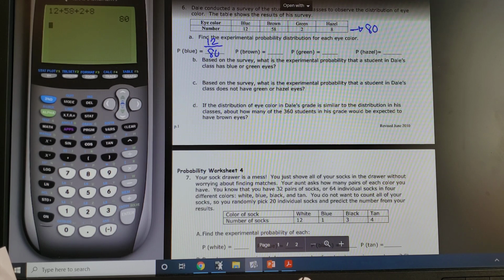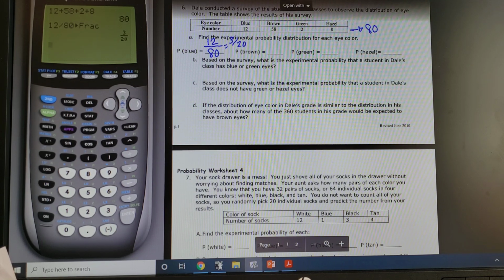What does that reduce to? I'm also wondering if those are 80 students or 40 students, like he did a pair of eyes, but I'm not going to overthink this. Very good. So 3/20.